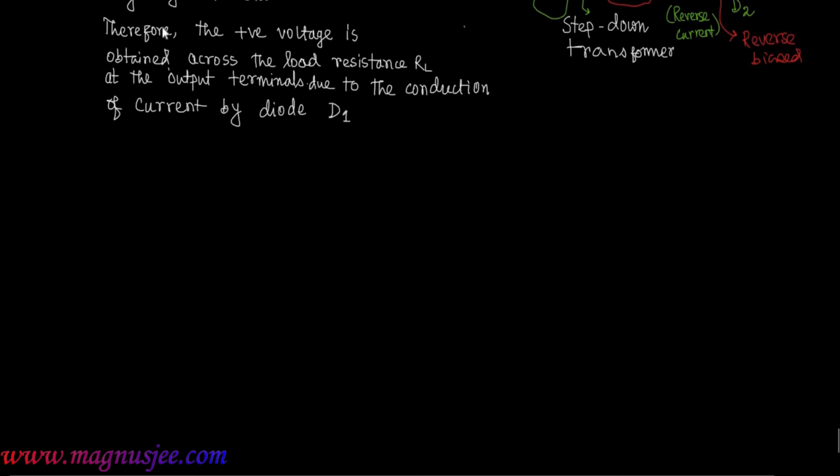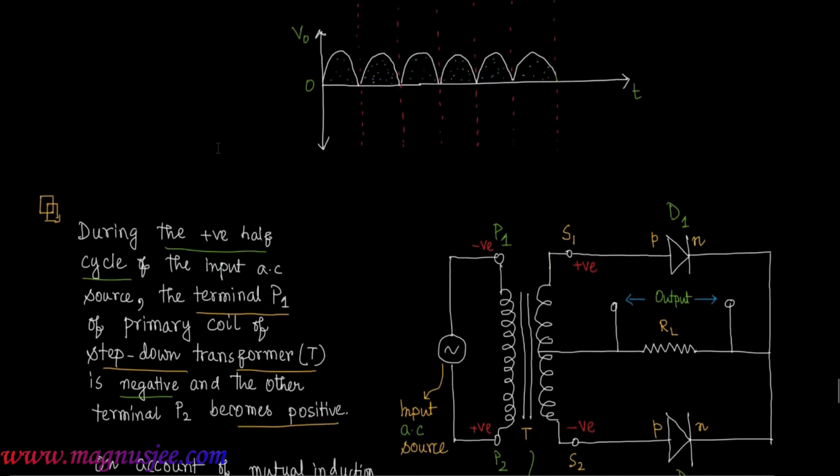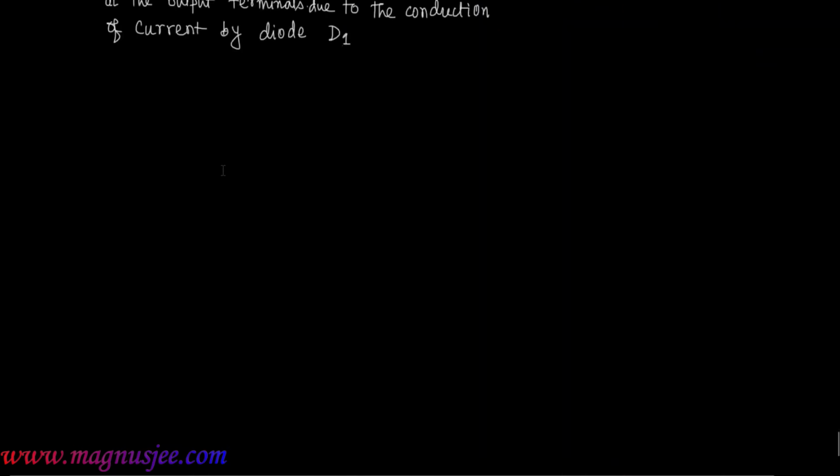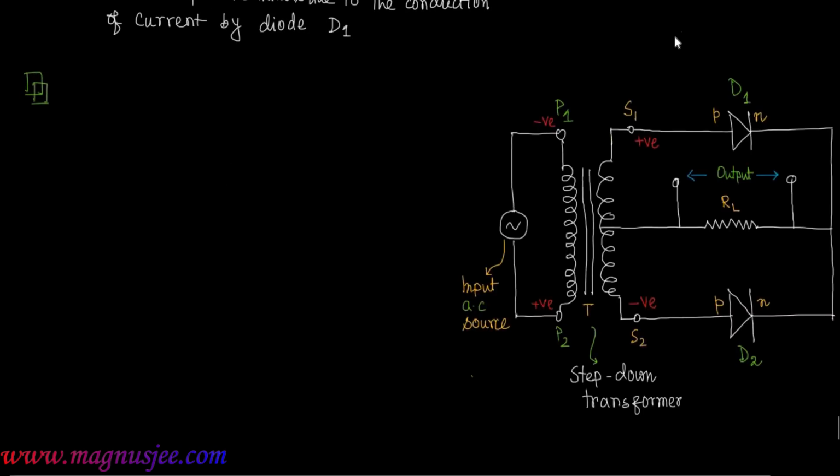Now we can draw the diagram again. This was the details during positive half cycle. Now we can consider negative half cycle. What happens during negative half cycle?